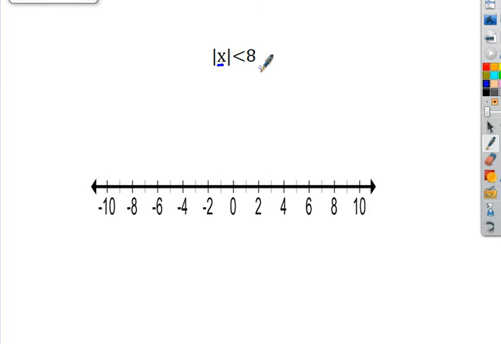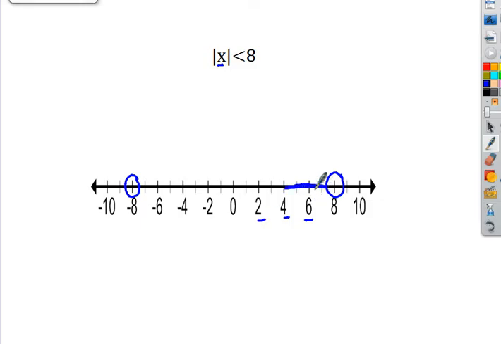So, okay, let's start with what two numbers are 8 away. -8 and +8. If the distance from 0 is smaller than 8, it can't actually be -8 or +8 because those are exactly 8 away. So I'm going to talk about the things that are smaller than 8 away from 0. Well, 6 is smaller than 8 away from 0. So is 4. So is 2.